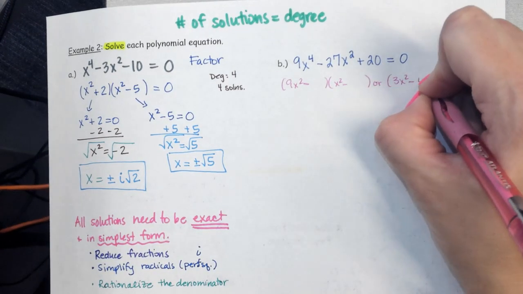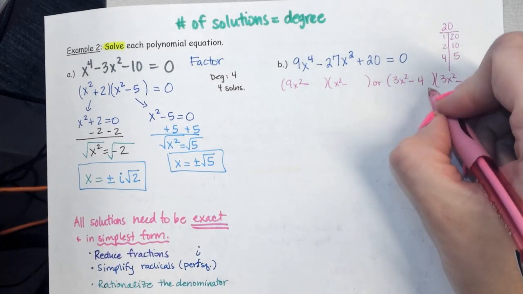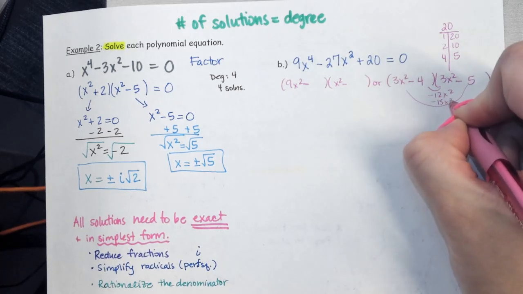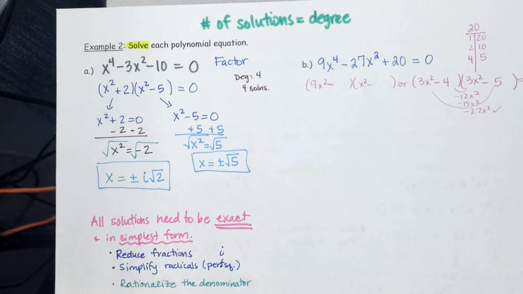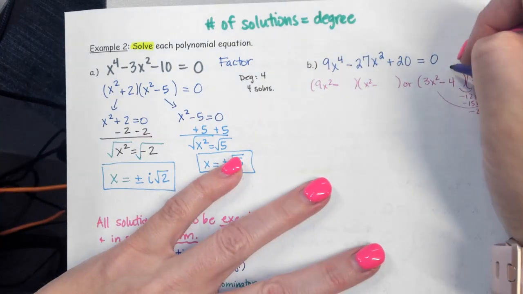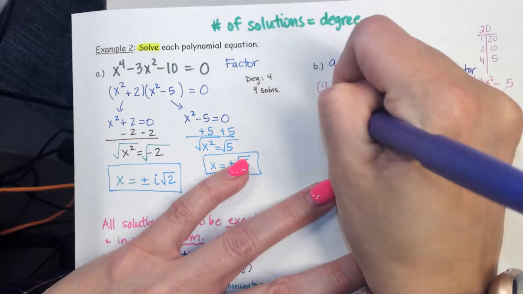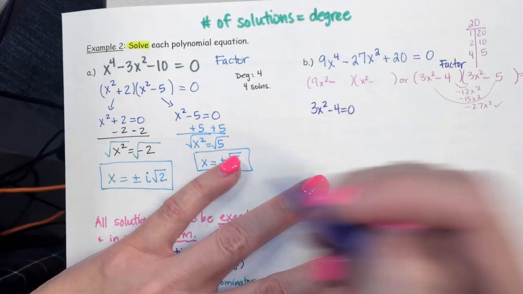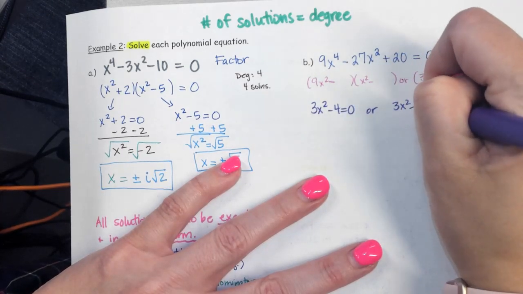Okay, so did we find that it was 4 and 5? Because here you have negative 12x squared. Here you have negative 15x squared. That's negative 27x squared. Okay, so that's what's going to fit. Okay, so you can factor this. And then we're going to set each one equal to 0. So 3x squared minus 4 equals 0. Okay, or 3x squared minus 5 equals 0.